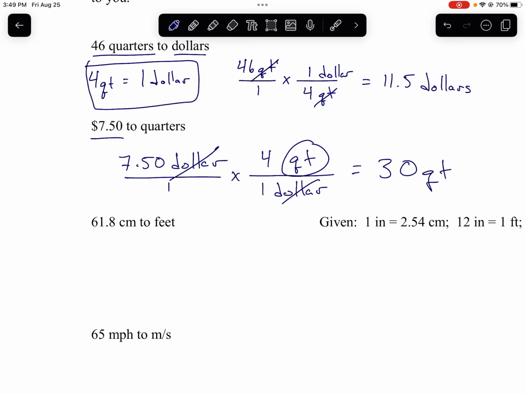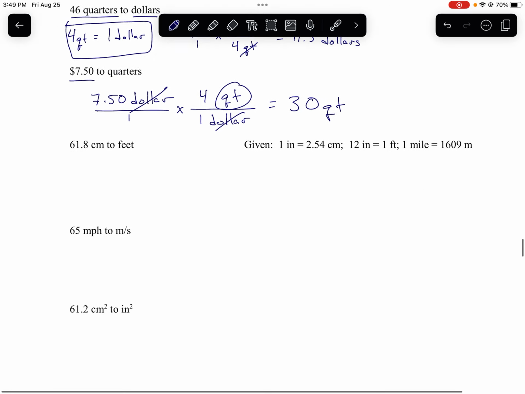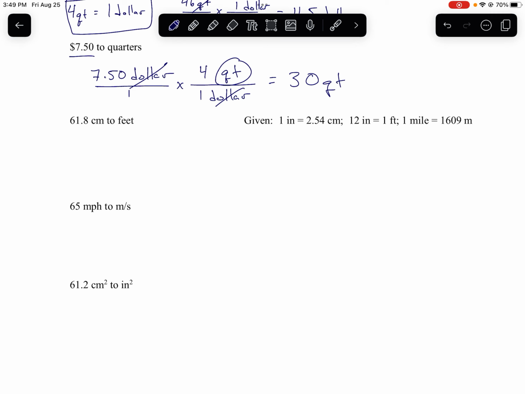Okay, let's go through some that are a bit more complicated. Now we've got our conversions here on the side, some equivalencies. You are expected to know your metric equivalencies, but anything with feet or miles or quarts or anything like that, those would be given to you. So let's take a look at this one.